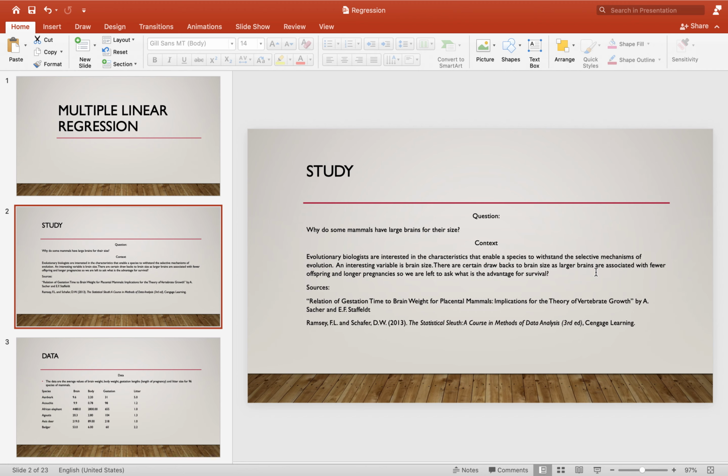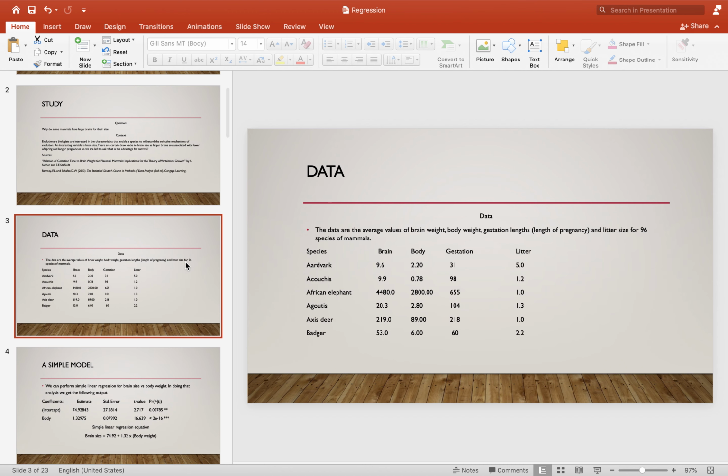have a larger brain? Okay, these are the sources, these two right here, and let's have a look at the data. So these are the average values of brain weight, body weight, gestation or length of pregnancy, and litter size for 96 species of mammals. Okay, so for example, we have a badger.